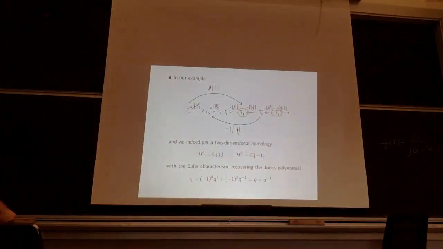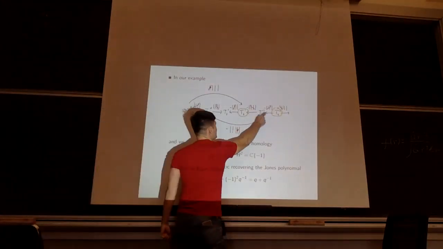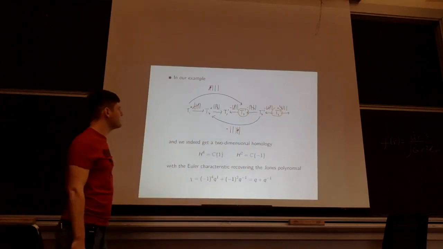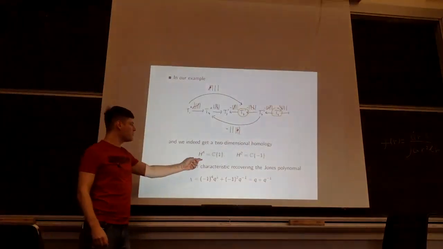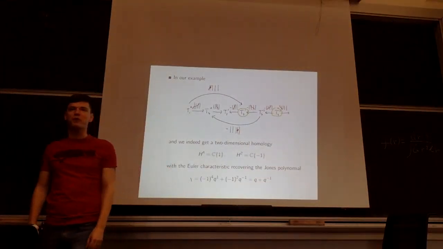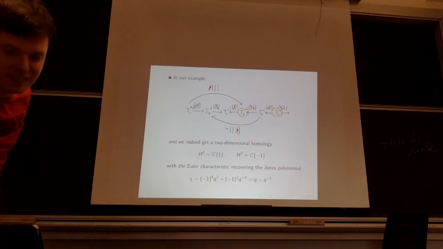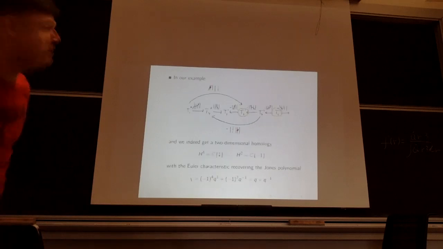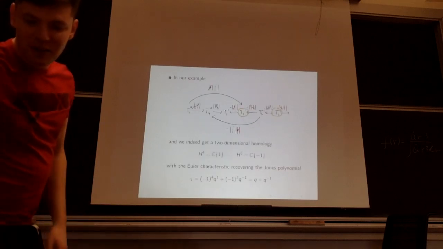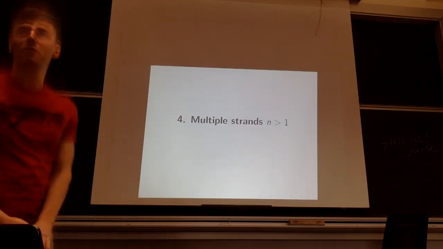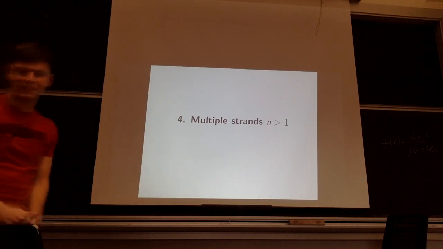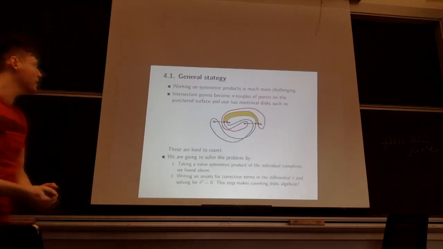And so we had this complex, we pick T_2 factors, there are two of them, and we can read off the degrees. And here we go, we can compute our characteristics and we recover the Jones polynomial. Okay, so that was the calculation with a single strand and recovering the Jones polynomial. And we are now going to move to multiple strands, and I'm going to tell you what to do then.